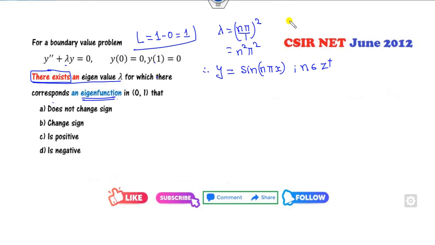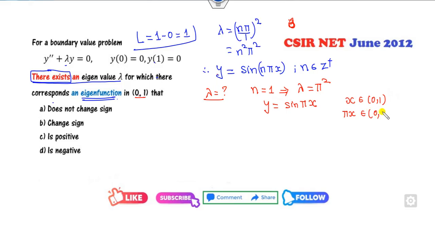Now they are talking about the 'there exists'. Can you find a value of lambda so that the solution does not change sign over the domain 0, 1? Again, it's simple. You can simply take n as 1. Then lambda is pi squared. Solution will be sine of pi x. Whenever x belongs to 0, 1, this pi x will be in 0, pi. So my graph will be from 0 to pi. Now can you find that y does not change the sign?